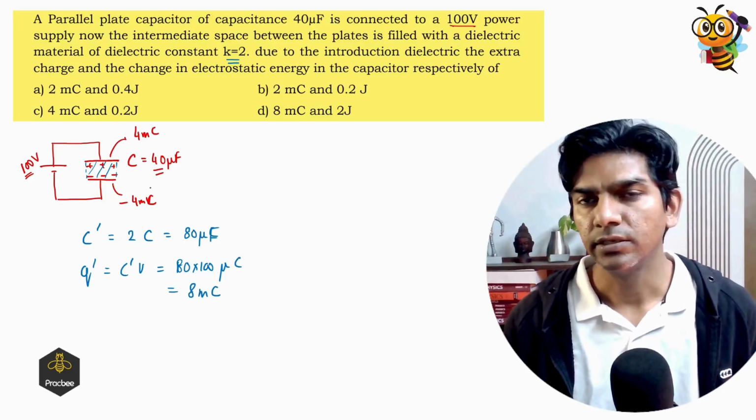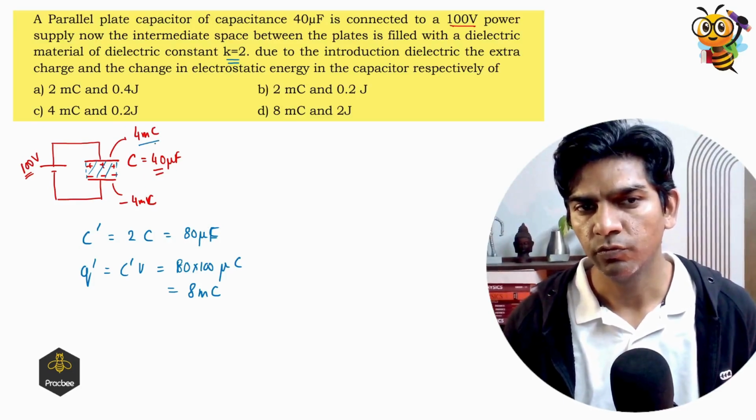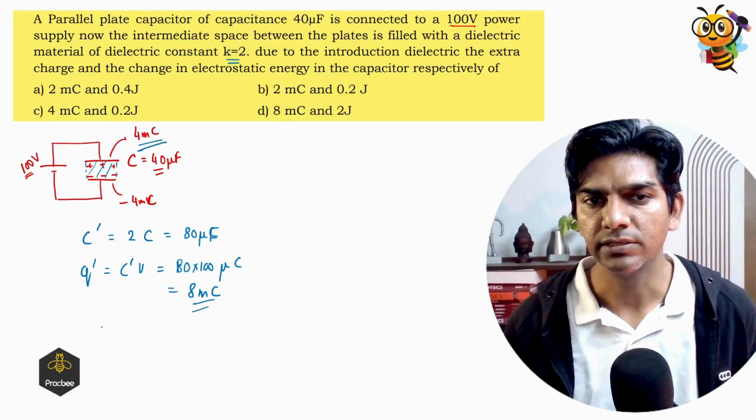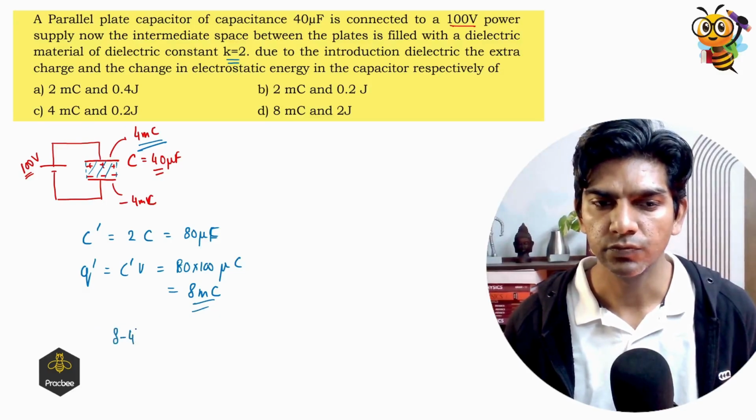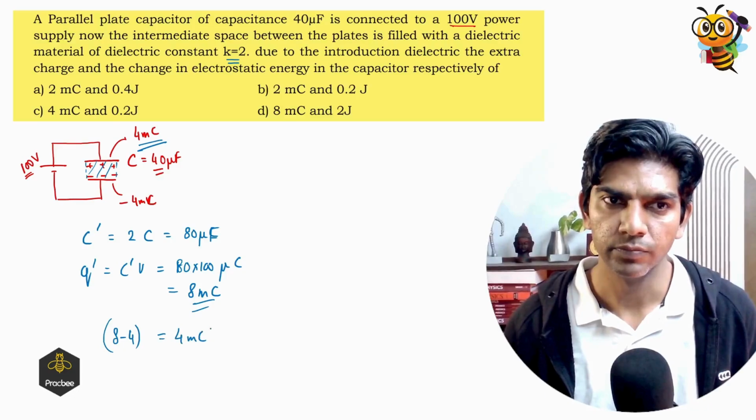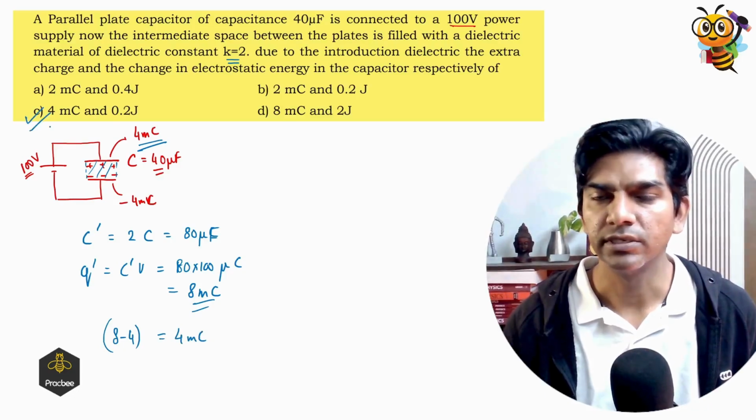So the charge is increasing on the plate from 4 millicoulomb to 8 millicoulomb. So the increase in charge will be 8 minus 4, so that will be 4 millicoulomb. If you look at the options, option C is the right answer.